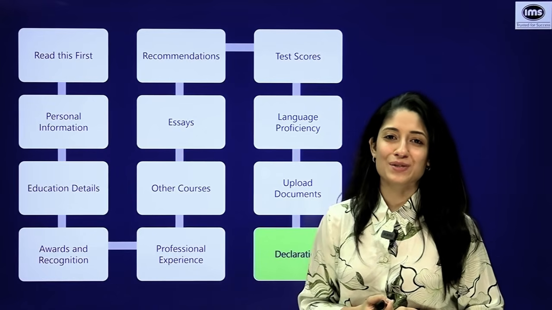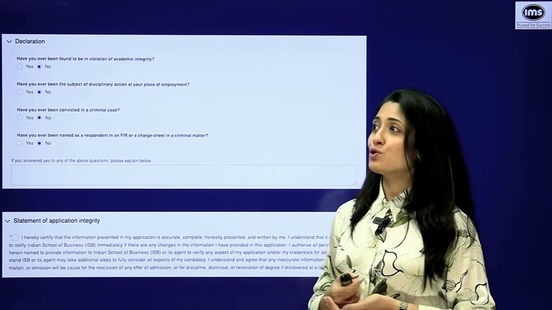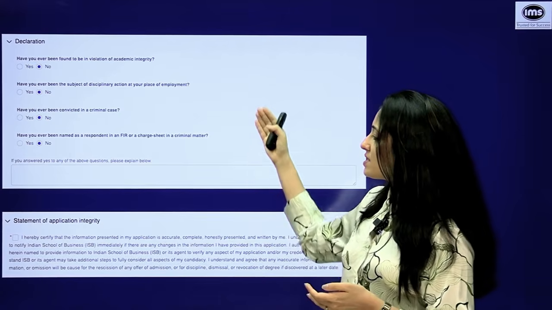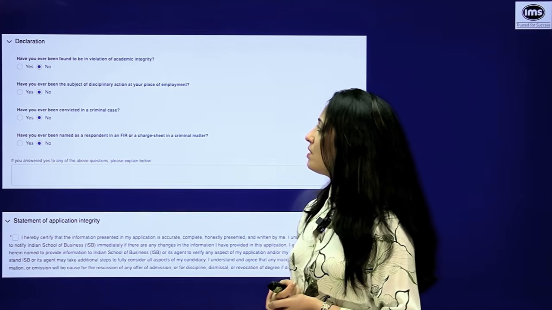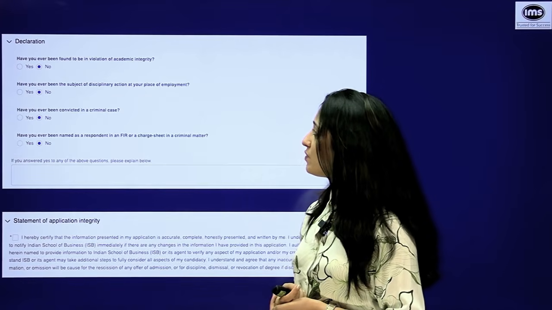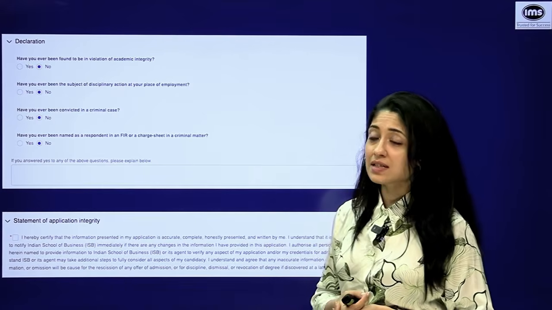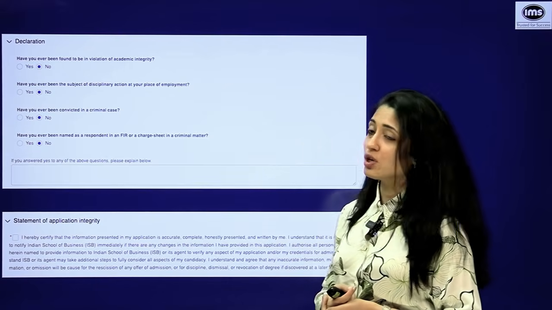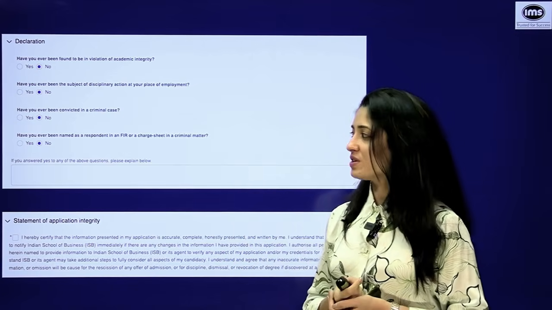Once you have submitted the documents, here comes the time for declaration, where you will be asked to accept or declare certain things in different sections. So first is the declaration on various questions, like have you ever been found to be in violation of academic integrity? Have you ever been the subject of disciplinary action at your place of employment? Have you ever been convicted in a criminal case? And have you ever been named as a respondent in an FIR or a charge sheet in a criminal matter? Make sure that you tick the right answers over here.